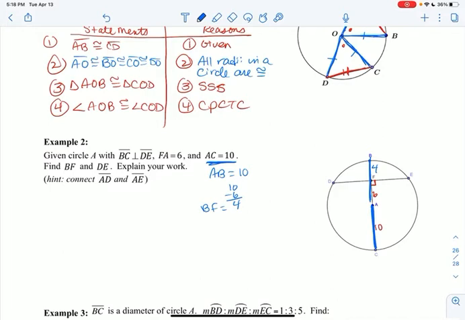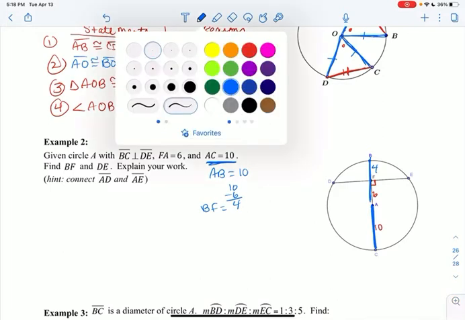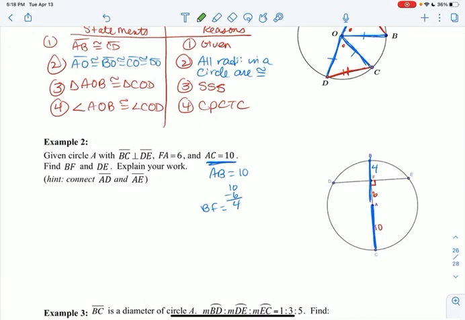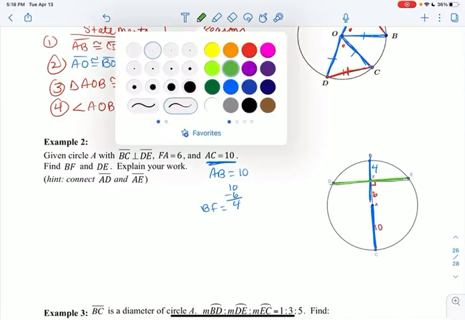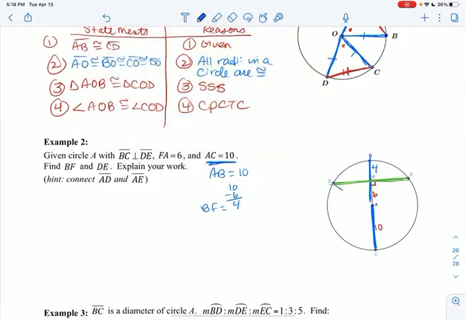Okay, so that one wasn't bad at all. The next one is a little bit, not hard, but you're going to have to think a little bit. They want me to find DE. DE is this whole segment right there. And they give a little hint, connect A to D. All right, so I'm going to do that. Look at that, that's a radius, so that equals 10 also. Connect A to E. Well, that's another radius, so that equals 10 also. So really, I just have a nice right triangle right there because in the given they told me that those lines were perpendicular. So I can use my Pythagorean theorem in order to find that little piece.